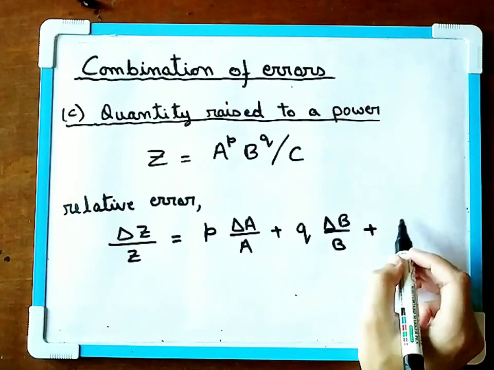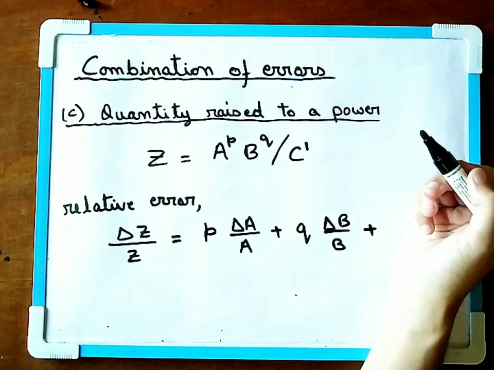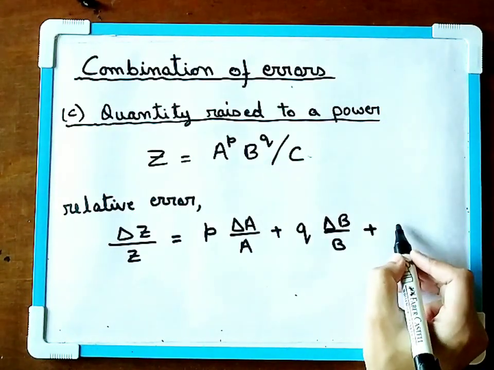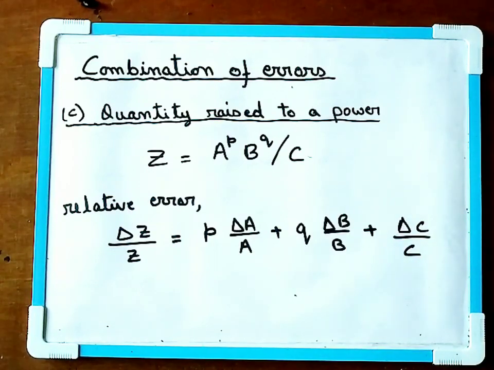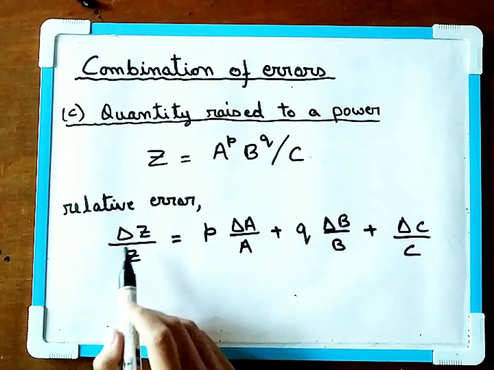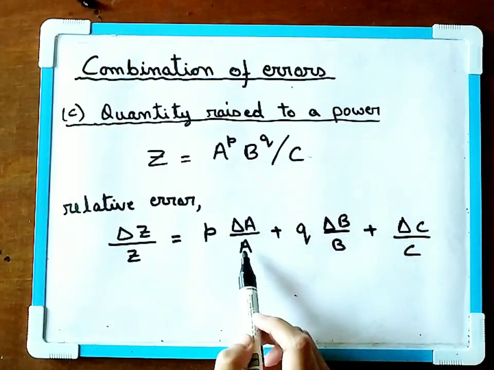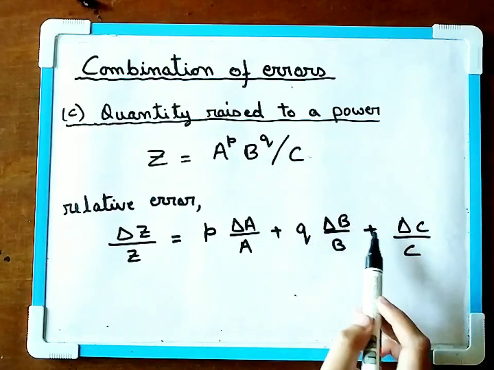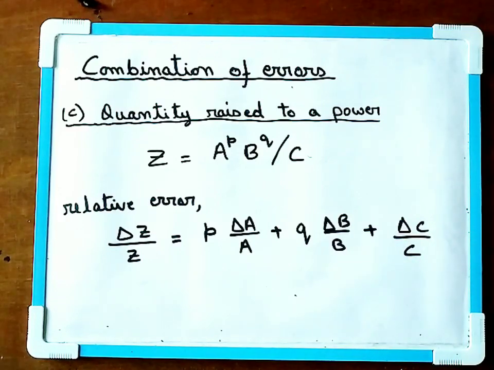So here we have C, and this is actually raised to a power 1. If there's nothing here, it means C to the power 1. So here we have 1, or I just ignore that one. So 1 delta C by C. So this is the relative error in measuring the quantity Z. So delta Z by Z is equal to P, this P comes here, delta A by A, then plus this Q comes here, delta B by B, plus this one comes here, delta C by C.